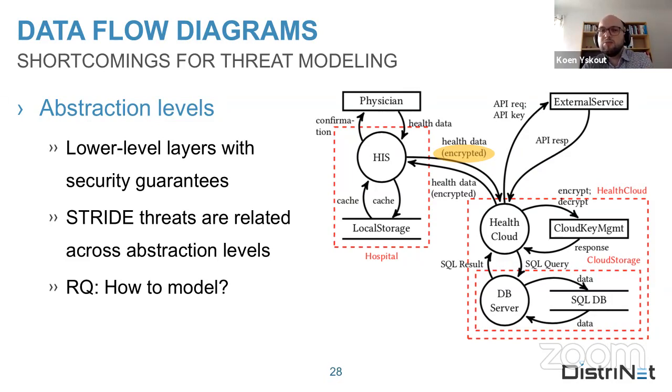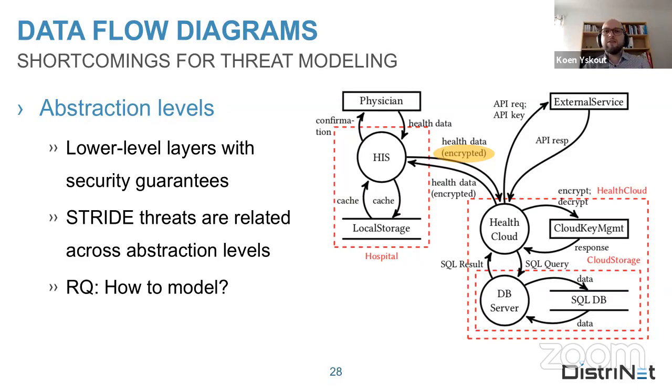Is this encryption because the application builds it in? Is this encryption because you're using TLS? Is this encryption through IPsec at the lower level? And this also relates to the way you can use STRIDE. I don't know whether this comes up in practice, but the threats of STRIDE are really related across these abstraction levels. You can have a spoofing threat at the network level, which might then lead to an information disclosure threat at the application level.